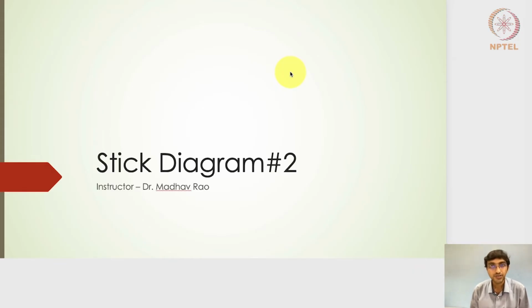Hello students, welcome to this lecture. This is the second part of the stick diagram representation, and in this particular lecture we will talk more about a particular way of designing or ordering the poly gates so that we can complete the stick diagram very efficiently.